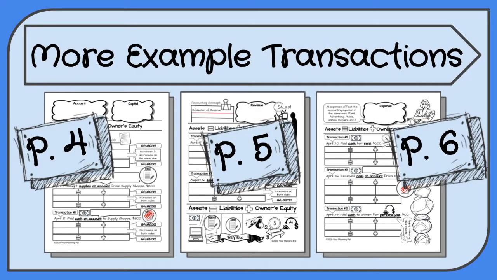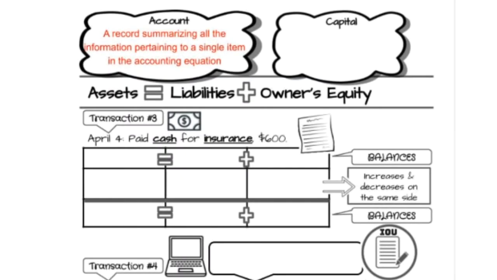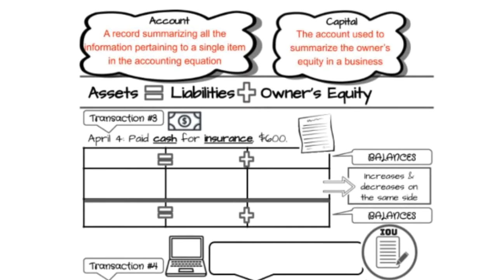Moving on to more example transactions on pages 4, 5, and 6. Here we go. So an account is defined as a record summarizing all the information pertaining to a single item in the accounting equation. And the capital account is used to summarize the owner's equity in a business. So capital, owner comma capital, comes under the owner's equity section on the accounting equation, and we're going to use that coming up here. The accounting equation: assets equals liabilities plus owner's equity. And in transaction 3 on April 4th, we're paying cash. See our little repeat symbol there, paid cash for insurance, $600.